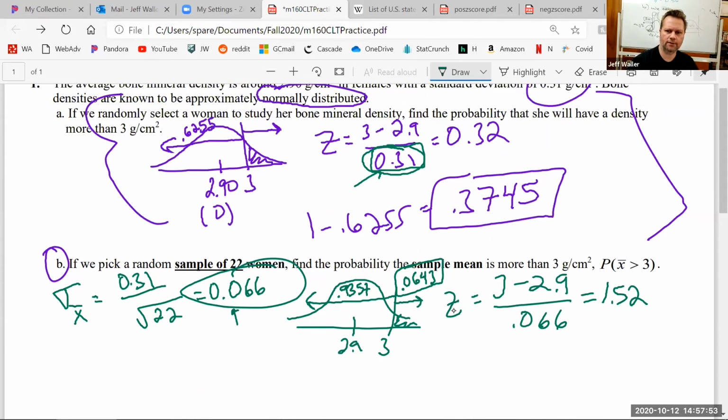And just to point out, there is a over 30%, 37% chance that a single woman has above a 3 bone density. But when I have a group of 22, it's going to be much less likely that they have such a great bone density on average. That would mean that each one of them would have to have a decently high one, or if somebody has a low one, someone would have to have freaking Wolverine bones to compensate. And that is very unlikely. So the probability goes way down from 37% to just over 6%.